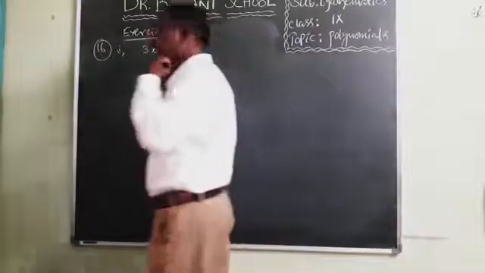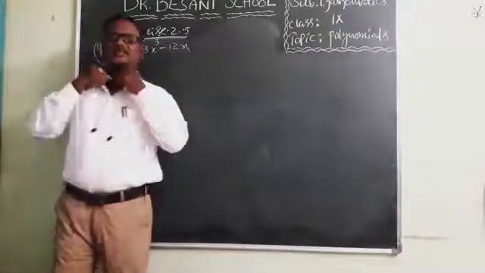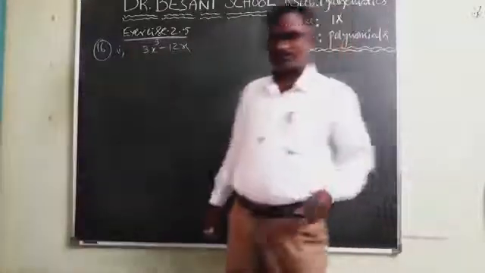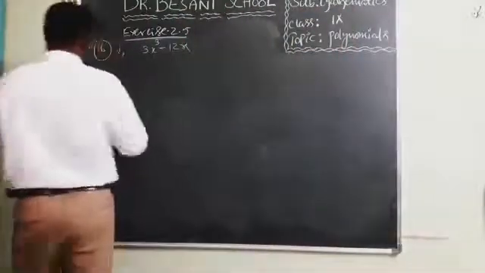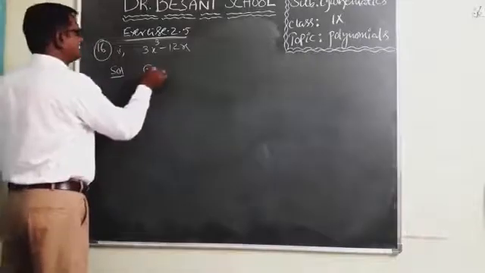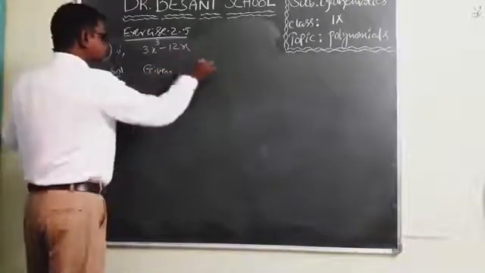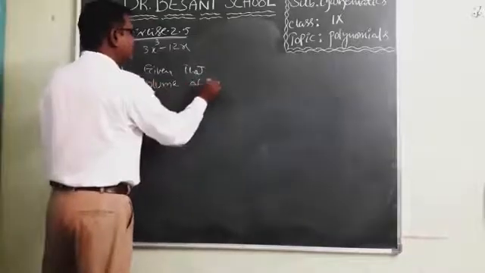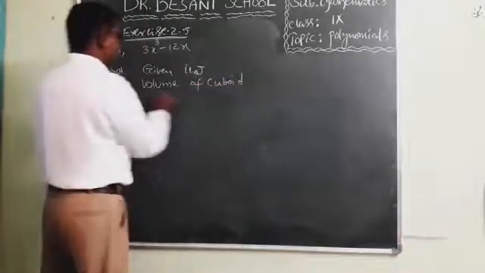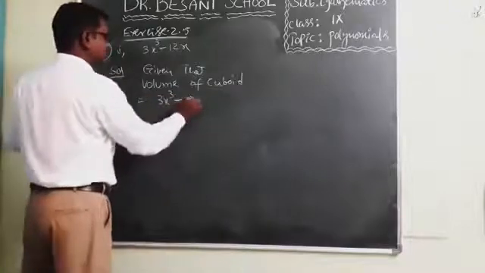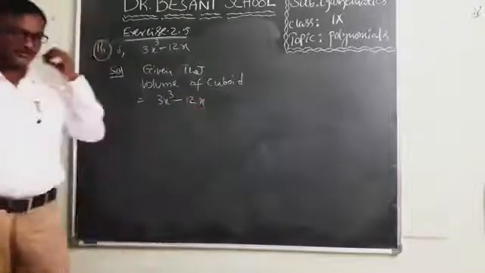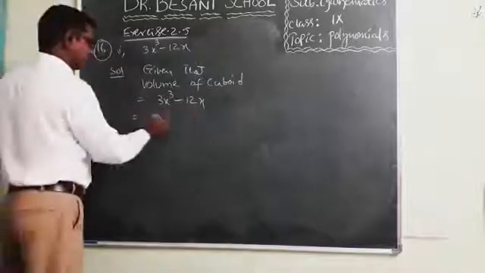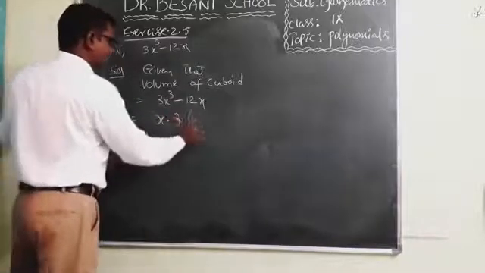After factorizing this cubic polynomial, we will get three factors. So those three factors indicate length, breadth and height of the cuboid. That is the process of doing this Roman. Okay, children. See, given that volume of cuboid is equal to 3x cube minus 12x. Volume of cuboid, how much is it given, children? 3x cube minus 12x. So x we can take common, 3 we can take common.